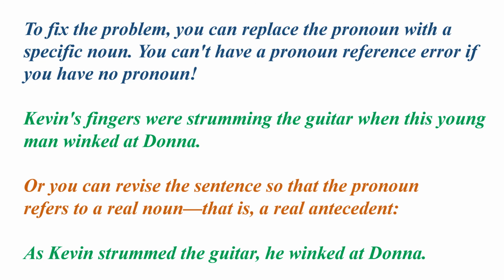Or you can revise the sentence so that the pronoun refers to a real noun, that is, a real antecedent. As Kevin strummed the guitar, he winked at Donna. If you want to use a pronoun and not a noun, you have to rewrite the sentence this way. Here in this sentence, he is a pronoun which refers to a specific, real antecedent, and this is Kevin. So the sentence becomes meaningful and clear to us.